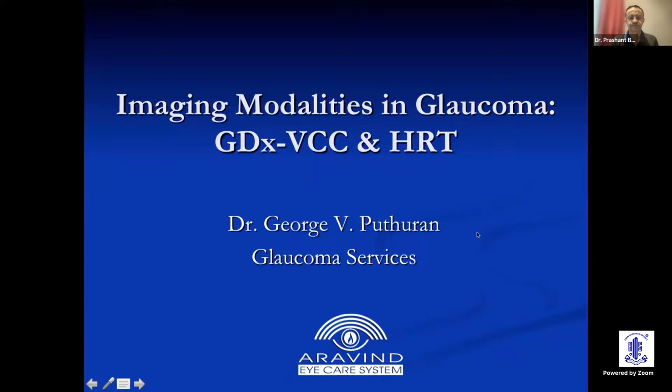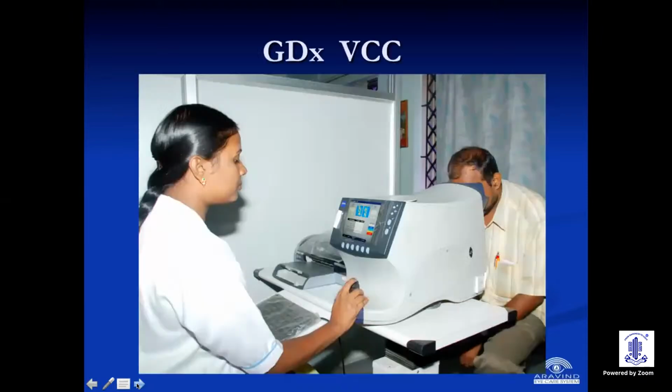Okay. So coming to the imaging modalities in glaucoma, I was asked to share the interpretation of GDX VCC and HRT. Though physicians have moved away from GDX and HRT and are now mostly comfortable with the OCT, it's important for the postgraduates to have a basic knowledge of these two imaging modalities.